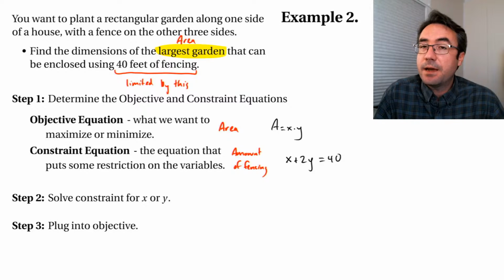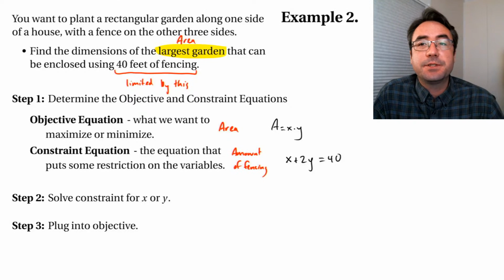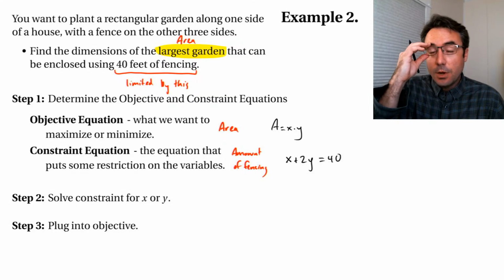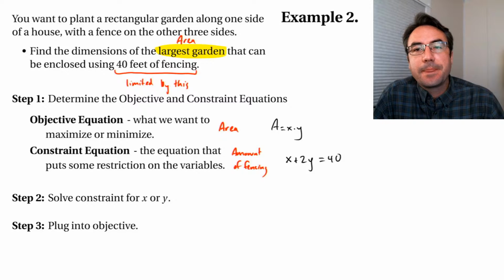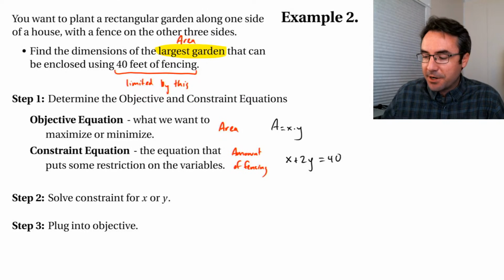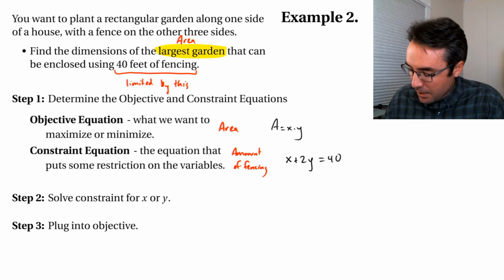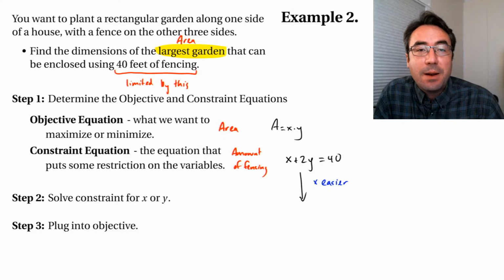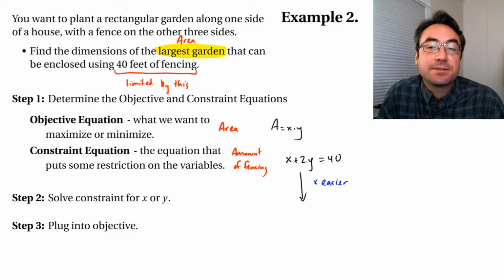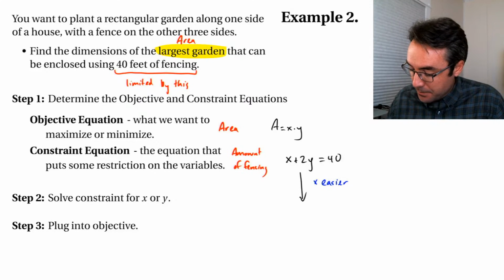Now in step 2, once we have those two equations, and that's normally the hardest part of these problems, just getting to those two equations, it's a little bit more formulaic how you go through this. So step 2, let's take that constraint equation and solve it for one of our variables. It doesn't matter which one, but you want to make it easy on yourself. So x is a little bit easier, there's no number in front of it. So let's solve for x. And when we do that, we get x is equal to 40 minus 2y.